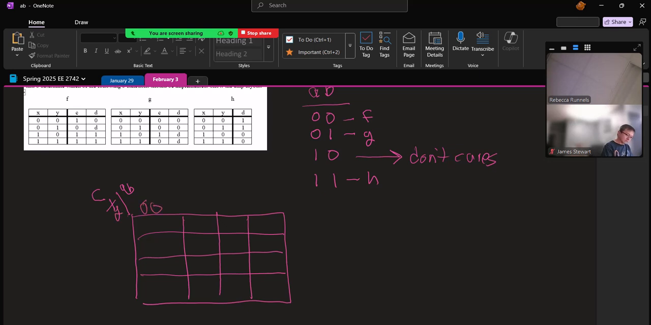And A, B can be 0, 0, 0, 1, 1, 1, or 1, 0. And X and Y can be the same, 0, 0, 0, 1, 1, 1, or 1, 0. And we decided that we were going to have 0, 0 be F, 0, 1 was G, and 1, 1 was H, and 1, 0 was don't care. So I'm going to go ahead and put in don't cares in the 1, 0 column.